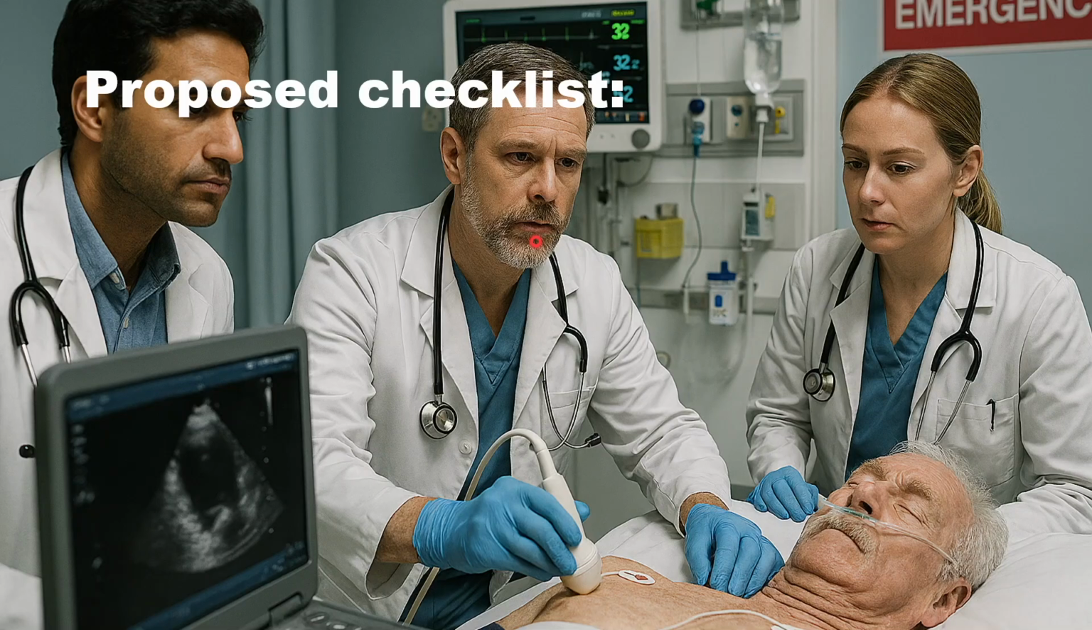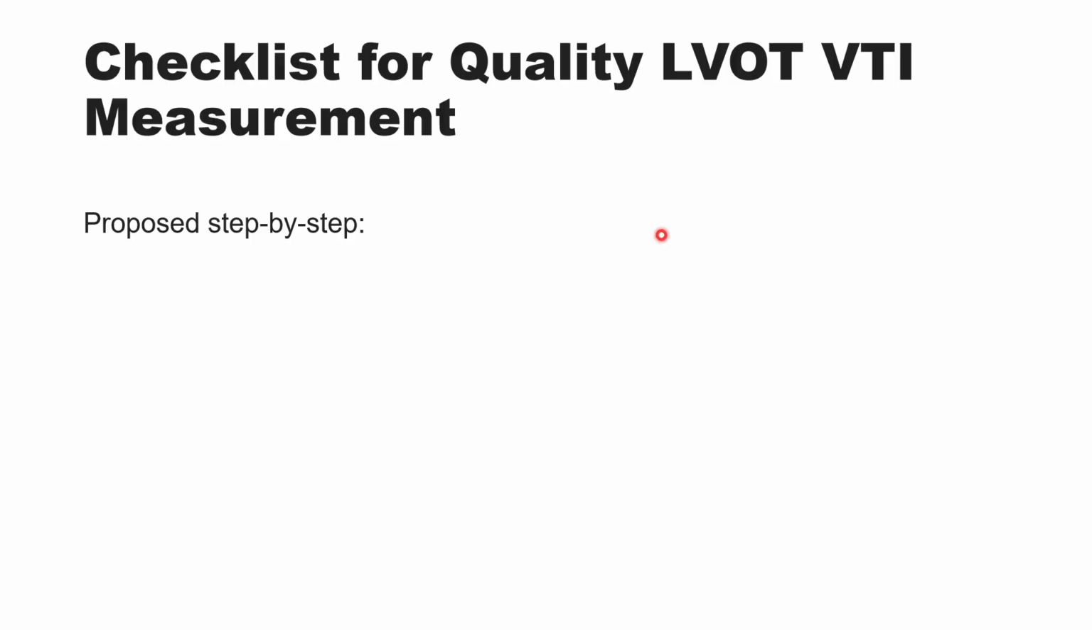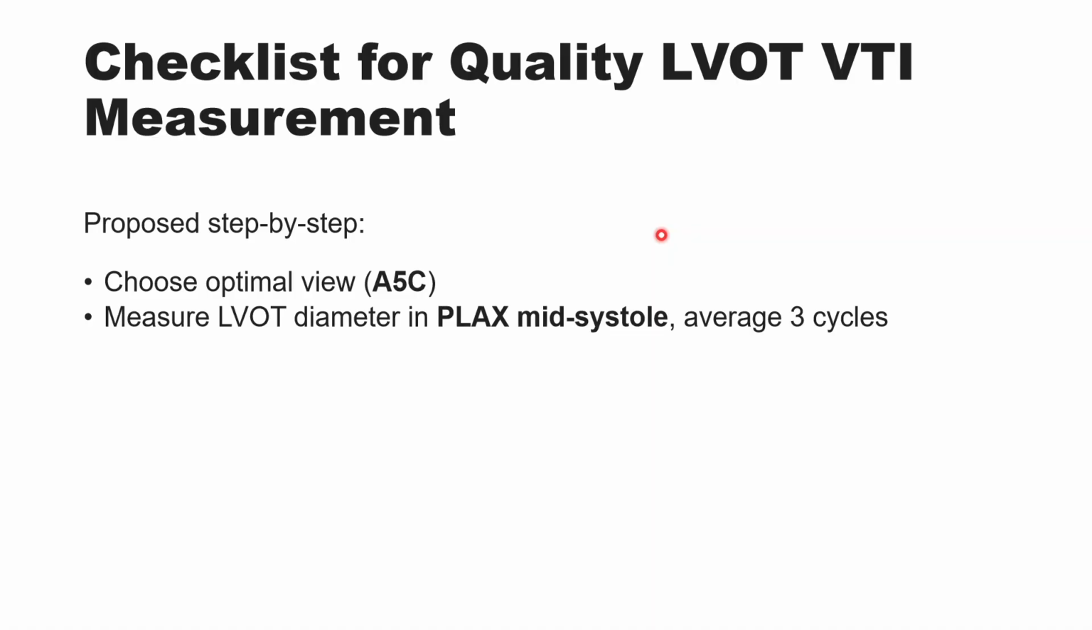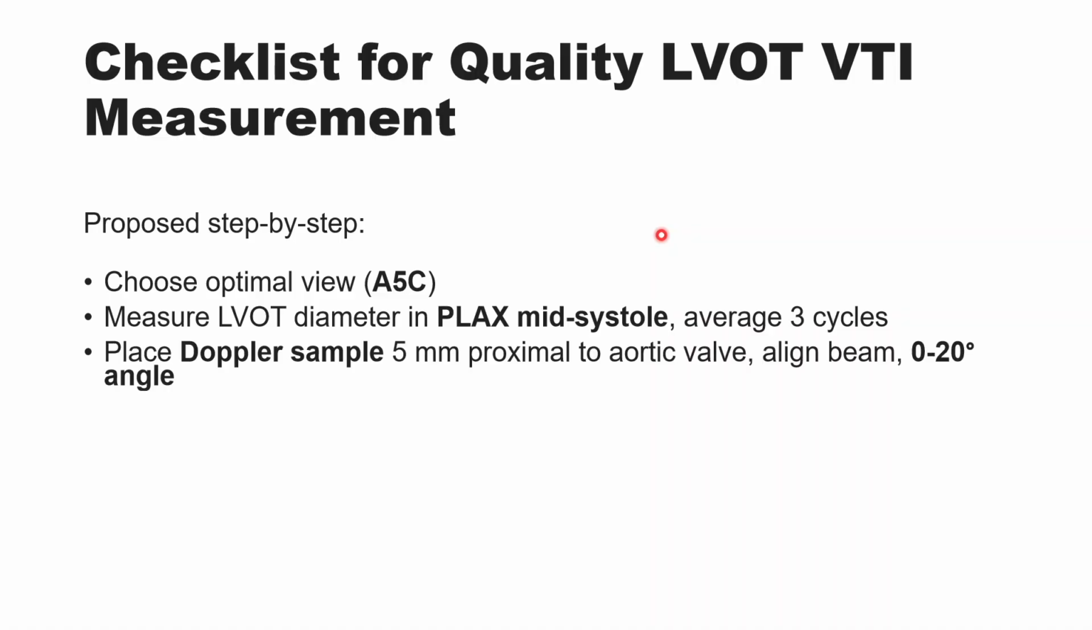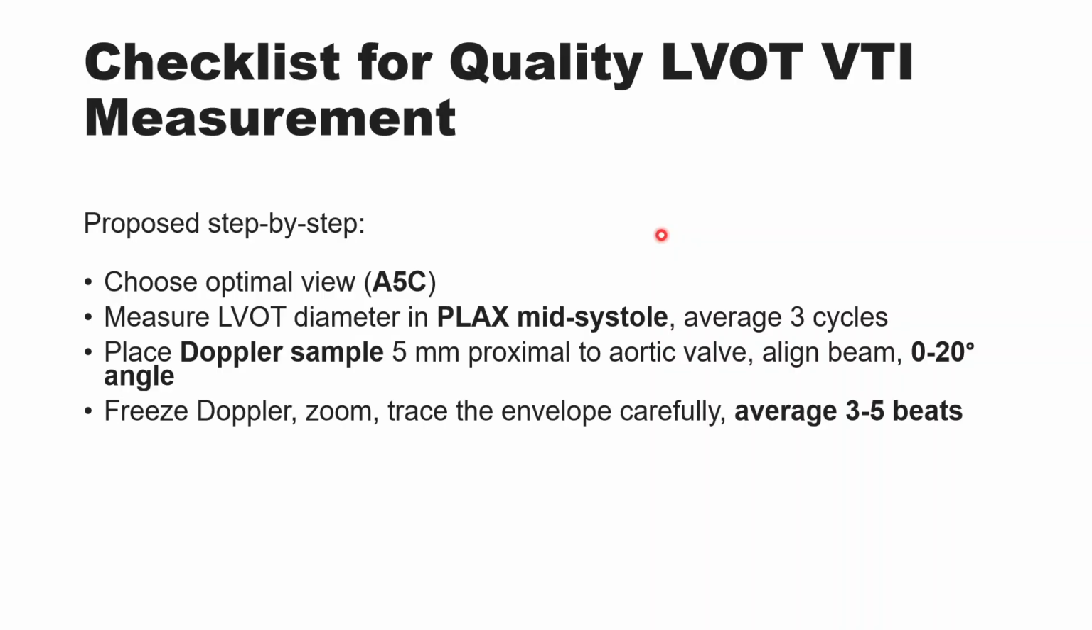Now let's talk about the proposed checklist, how to address these pitfalls or errors of the VTI. The proposed step-by-step approach is that first of all, we get a very good apical 5-chamber view. Then we get the LVOT diameter from the parasternal long axis view during mid-systole, averaging 3 cycles. We apply the Doppler sample about 5 mm below the aortic valve, and keep in mind that the beam alignment should be less than 20 degrees. We freeze the Doppler, zoom, and trace the envelope carefully, averaging 3 to 5 beats.